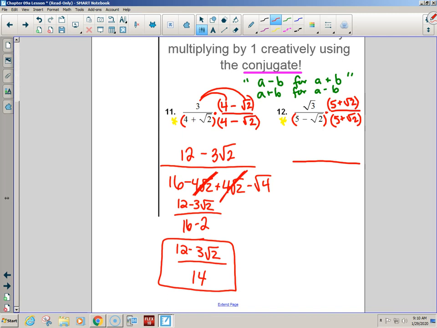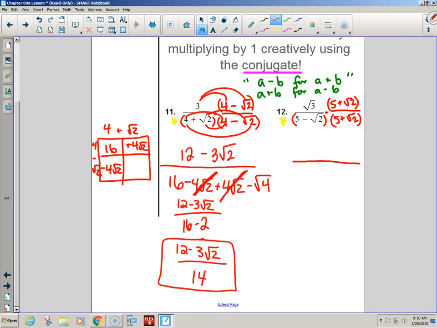this one? I didn't use the box. Like I did do the box process. I just didn't show it. I did the good old-fashioned first, outer, inner, last, the smiley face version. But remember, the box version works too. I just didn't show it this time. So you could have done your 4 plus root 2. Oh, I didn't get it. And 4 minus root 2. You would have had your 16 and your plus 4 root 2 and your minus a negative.